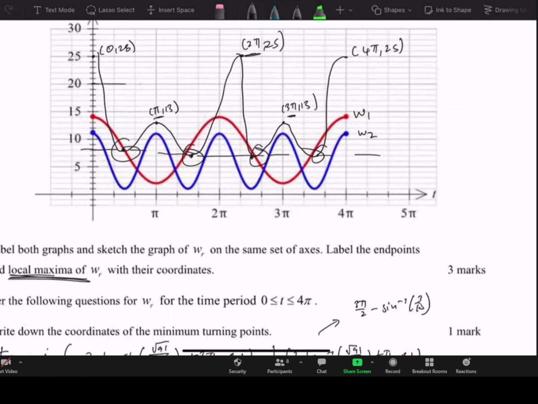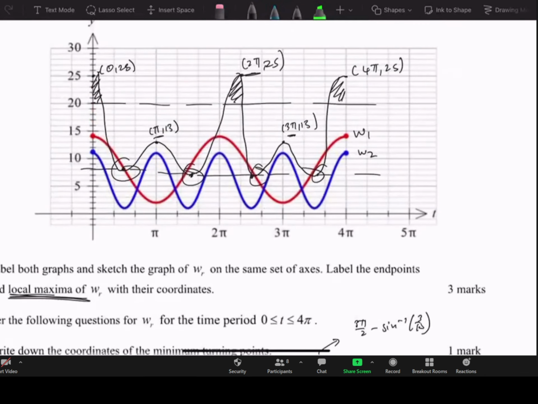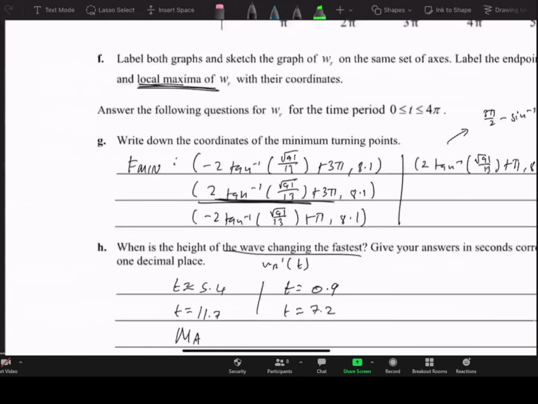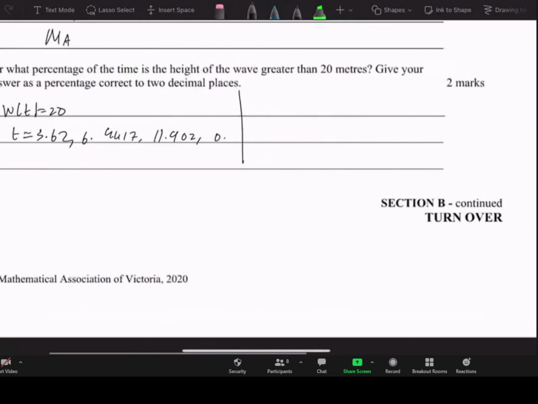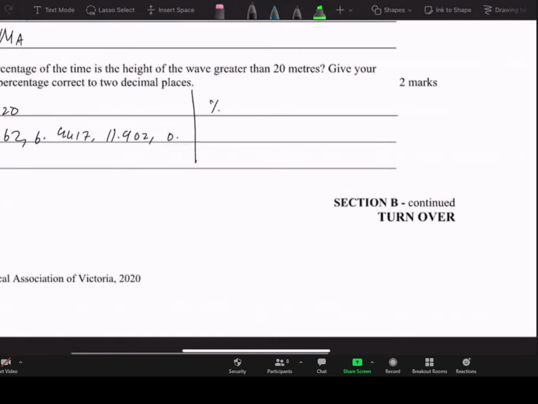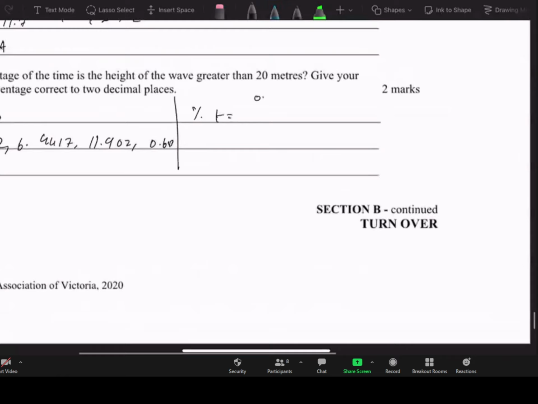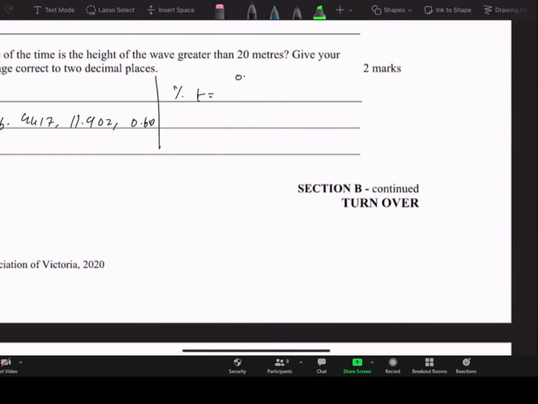Then by looking at the graph, you can tell it's going to be this time and those times. So you find the difference in time by just subtracting the values you got. And then it's asking for the percentage. You could just add all the time differences, divide by the total time, multiply by 100, and you get 20.96.